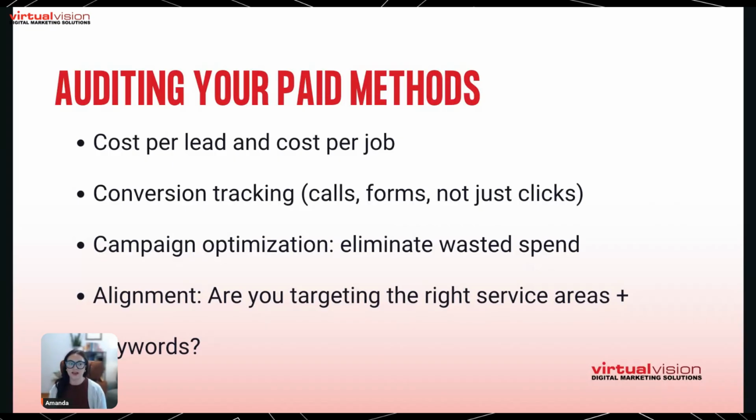So we're looking at campaign optimization as well. So eliminating wasted spend to understand if there is something that's working, let's lean into that and optimize our ads for that. And then alignment. Are you targeting the right things and the right service areas, keywords in the campaigns that you are running that allow you to really understand where things are going?